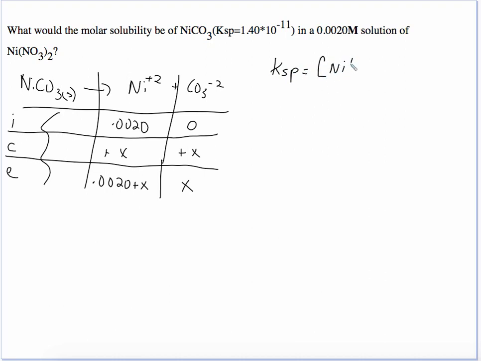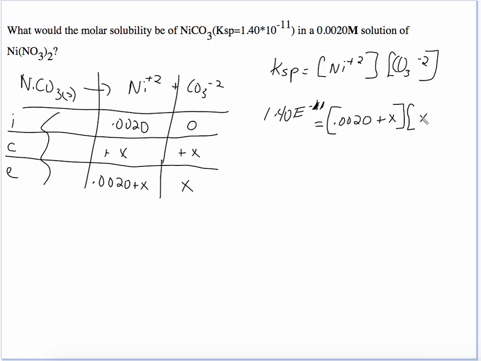Then we write our Ksp expression. Ksp equals nickel plus 2 times carbonate, oops, I forgot the C, CO3 minus 2. Okay, and then we're going to plug in our numbers. So 1.40 e to the minus 11 is going to equal this, 0.0020 plus x, times x.